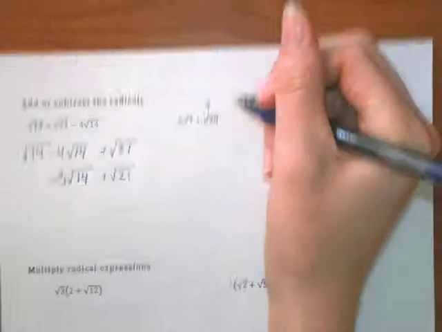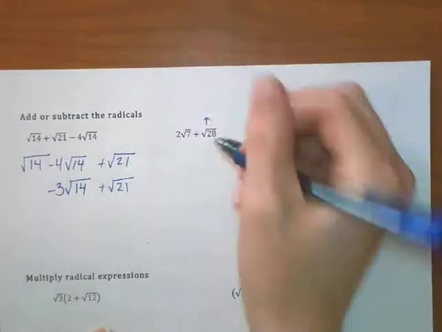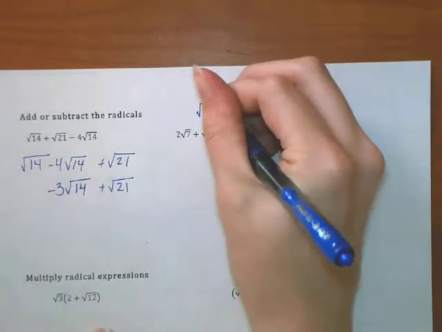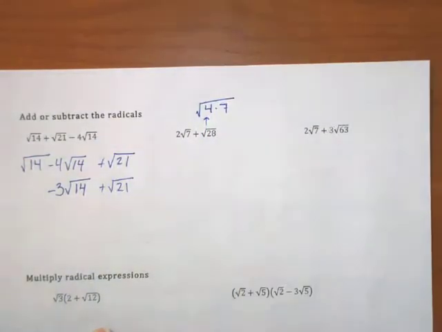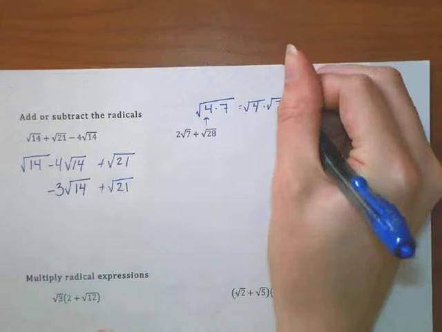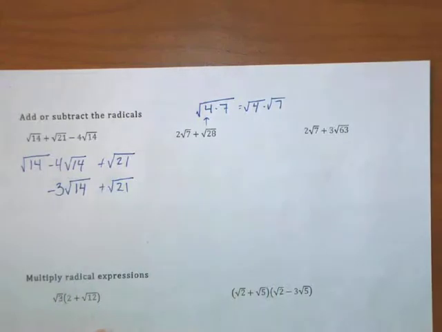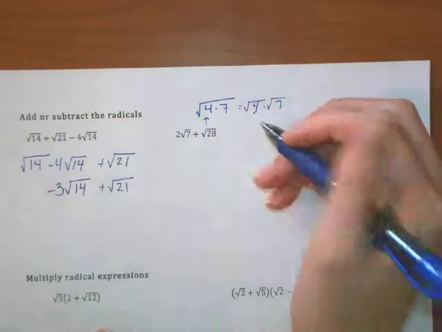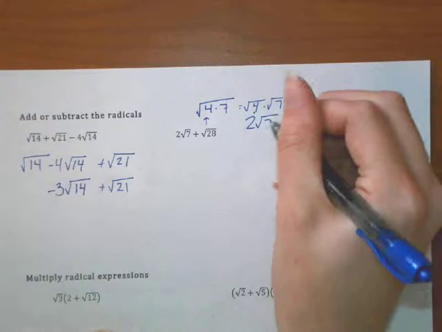So the square root of 28, let's make this simpler. If we simplify this, this is 4 times 7. So this gives us the square root of 4 times the square root of 7. And if I simplify that even more, what do I get? What's the square root of 4? 2. 2 times the square root of 7.